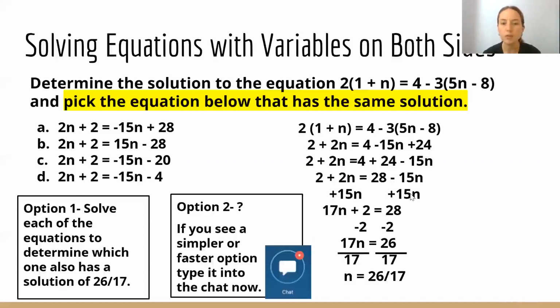What do you think? If you see a simpler or faster option, type it into the chat now. Your teacher is going to pause the video to give you time to do this. Go ahead and pause the video now.